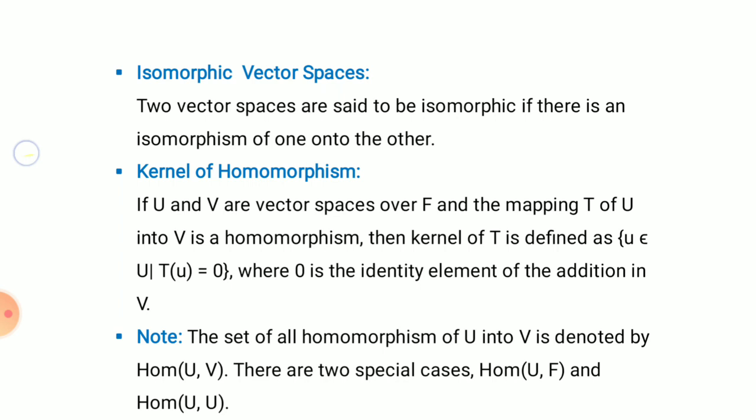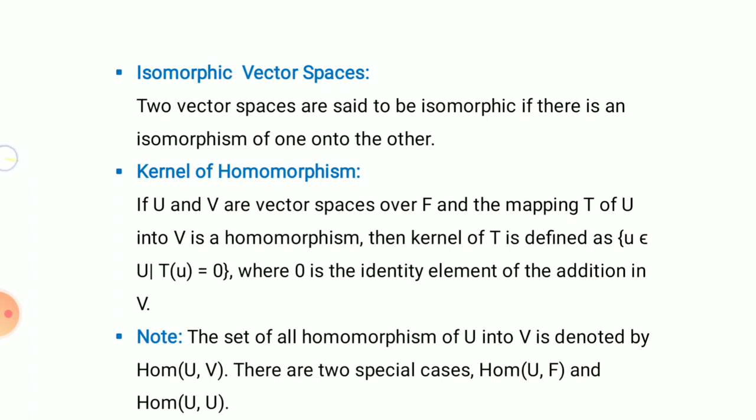When we say that two vector spaces are isomorphic if there exists an isomorphism from one onto the other, there may be an MCQ such that two vector spaces are said to be dash dash if there exists an isomorphism of one onto the other. The answer is isomorphic. Okay. Next definition is kernel of homomorphism.